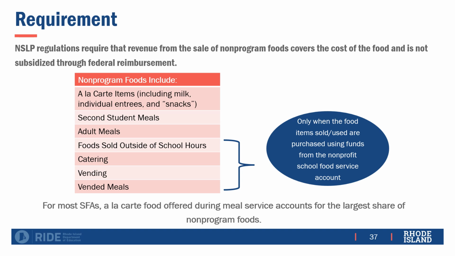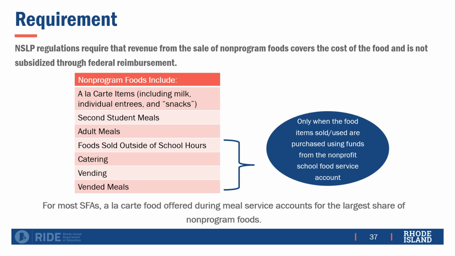Non-program foods include any non-reimbursable foods and beverages purchased using funds from the non-program school food service account. This could include a la carte items, including milk, individual entrees sold outside of a reimbursable meal, and snack items available for purchase, second student meals, adult meals, food sold outside of school hours, catering, vending machines, and vended meals. For most SFAs, a la carte food offered during meal service will account for the largest share of non-program foods.